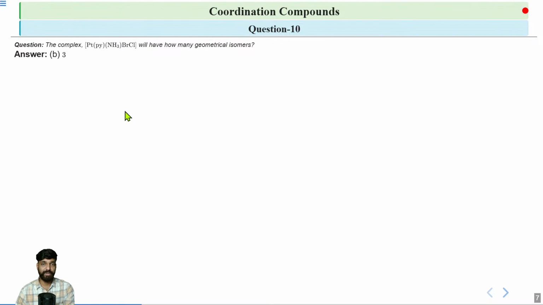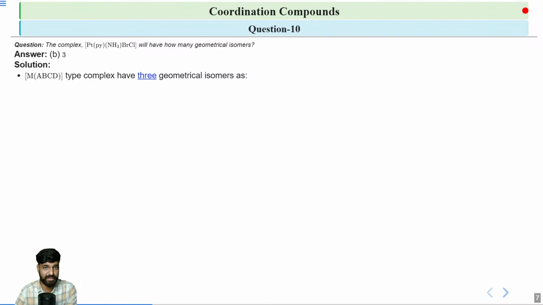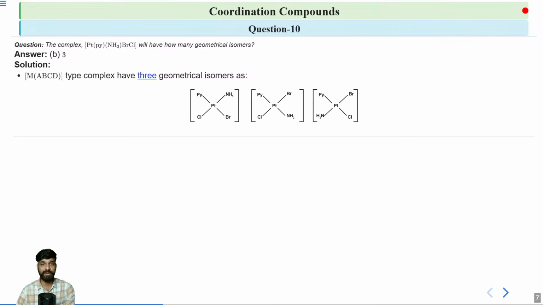So the answer will be 3 obviously, because it is a square planar complex of type MABCD. Hence the 3 geometrical isomers possible are with Pt in the middle, Py. Keep one ligand constant and try to rotate the other 3, and you will get your 3. First we have kept Py and Br at 180 degrees, then Py and NH3 at 180 degrees, and Py and Cl at 180 degrees. So these are the 3 possibilities.